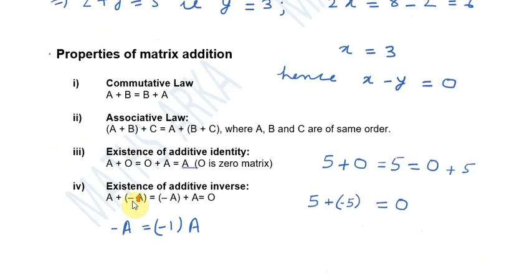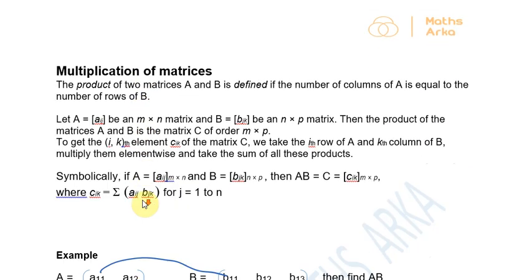Then properties of matrix addition. Commutative law: A plus B is equal to B plus A. Associative law: first we add these two and then add it to C, or here we add B and C and then add it to A. That is the only difference between LHS and RHS. Existence of additive identity: the zero matrix is the additive identity for addition, and additive inverse: minus A is the additive inverse of the matrix.